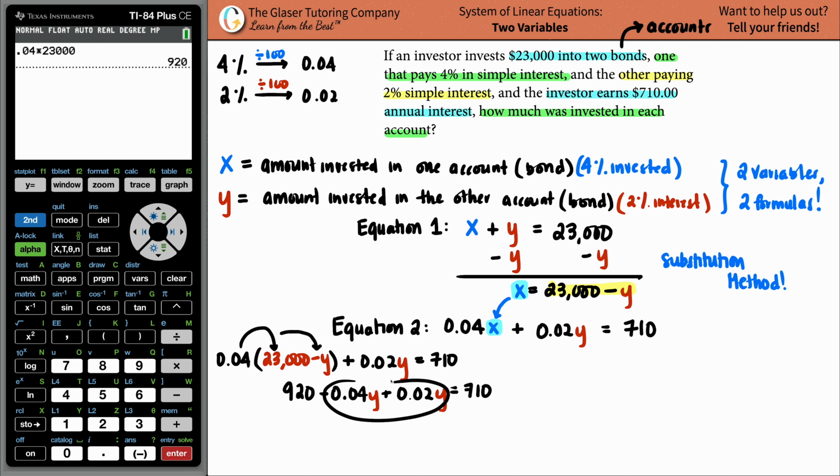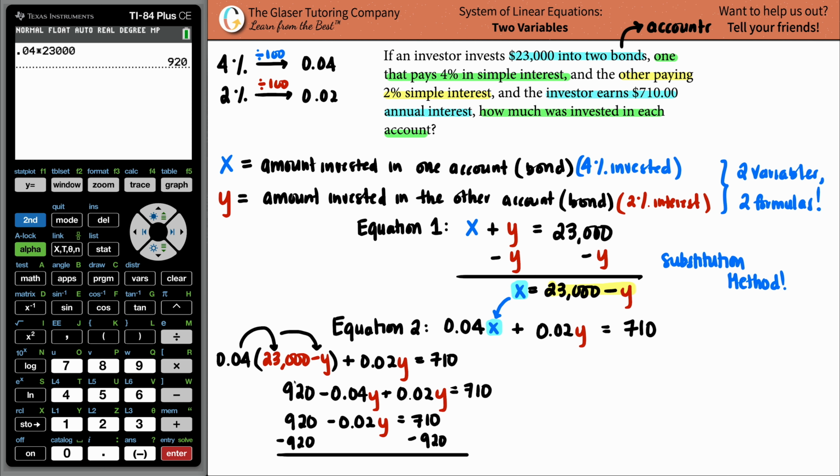Let's combine like terms. So now we got 920 minus 0.02y, because negative 0.04 plus 0.02 is a negative 0.02, and this is going to equal 710. Let's subtract the 920 on both sides. We're getting down to it.